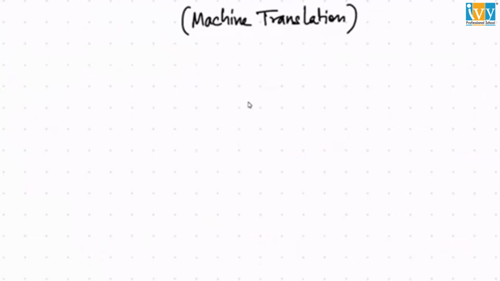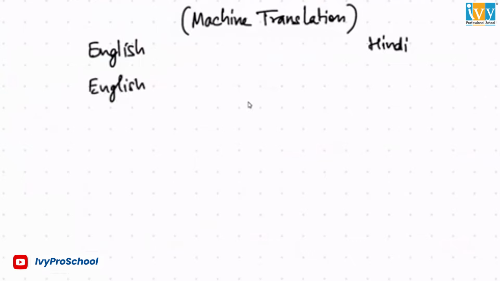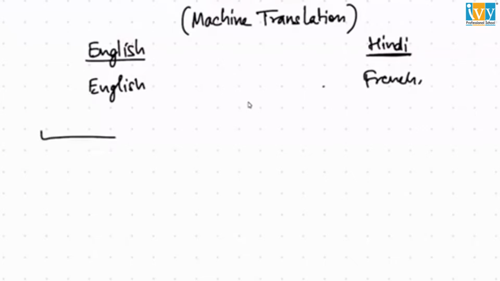So let's say you have English text, and you want to convert it into Hindi, or into French. How will it work? All the English language keywords can be converted into vectors or numbers. Similarly, all the Hindi language words can be converted into numbers. So you have an input sequence of numbers and an output sequence of numbers. You learn it using sequence to sequence.